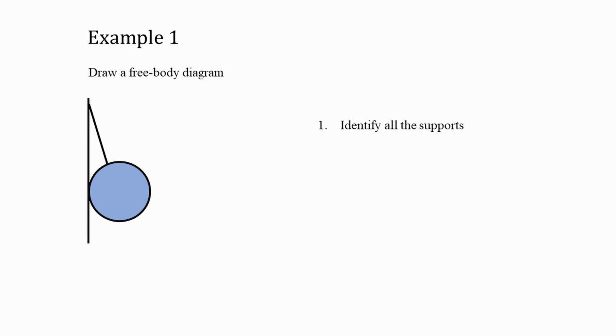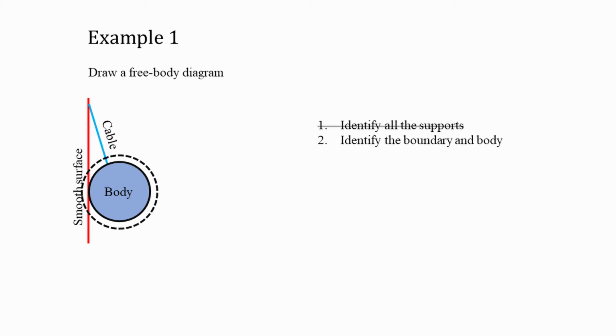In the diagram, I see a smooth surface and a cable. Step 2. Identify the boundary and the body. The boundary is always enclosed by the supports, and in this case is indicated as shown, and the body is the ball.